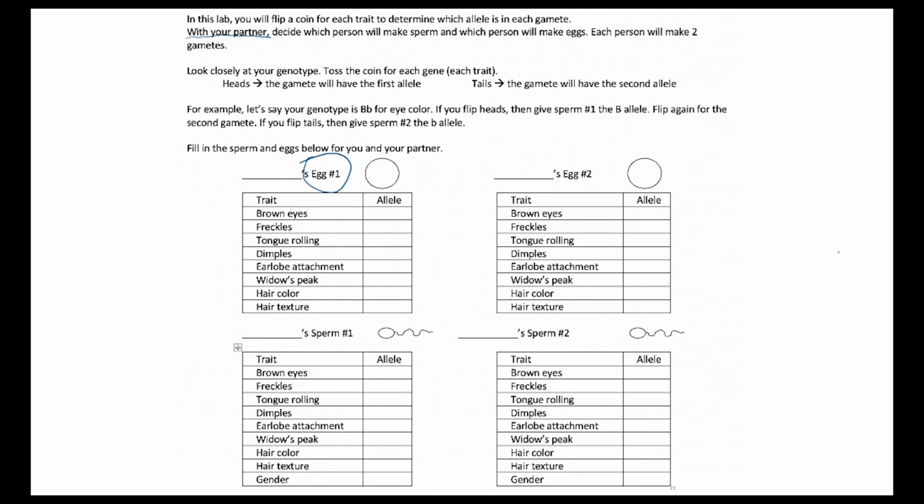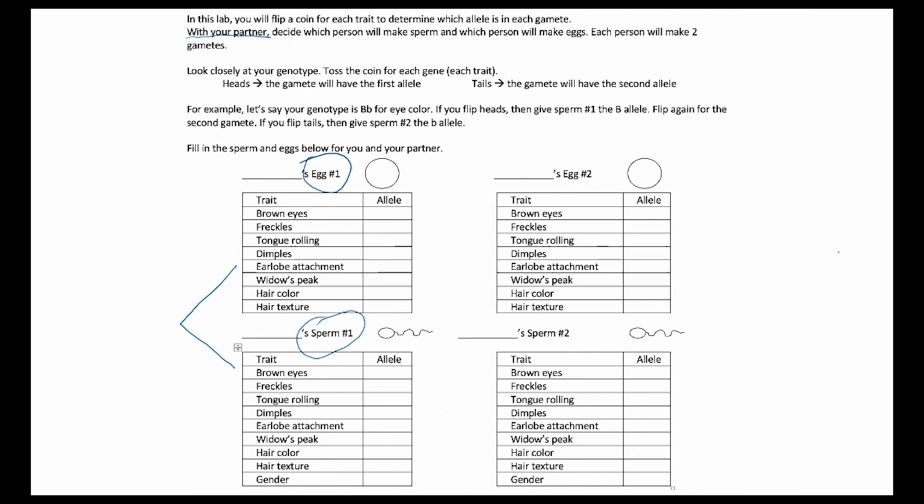So the way in which this works, you have one egg, egg one, and then you have sperm number one. And these ones you are going to match together for our second part, which is going to be found on the next page. Now you just need to see what the allele is going to be, whether it's going to be dominant or recessive for each of these traits. So for each trait, you're going to flip the coin. If the coin ends up heads, then you're going to use the dominant trait for the allele. If it ends up tails, then you're going to use the recessive trait for that allele.